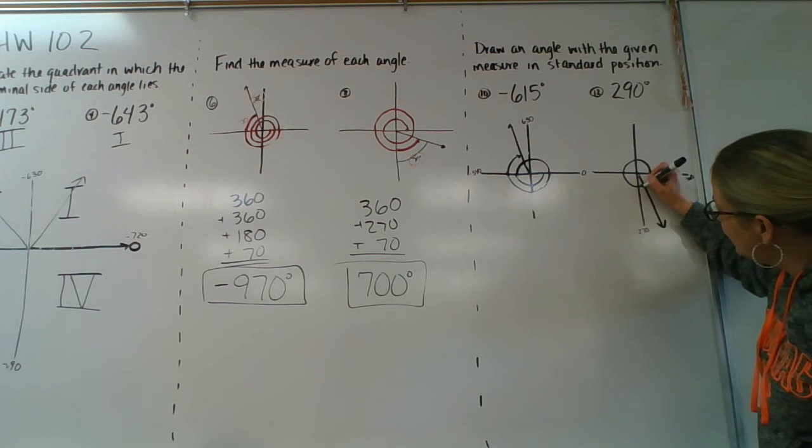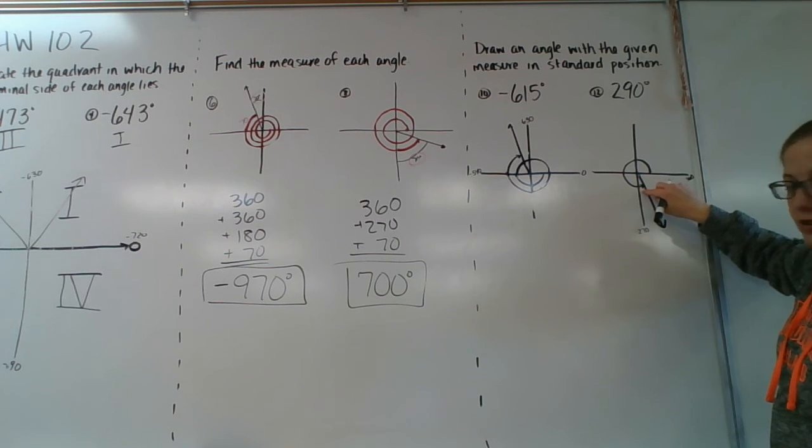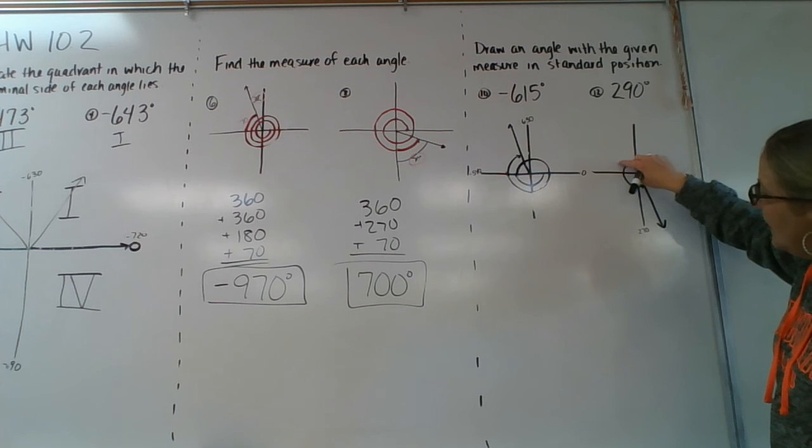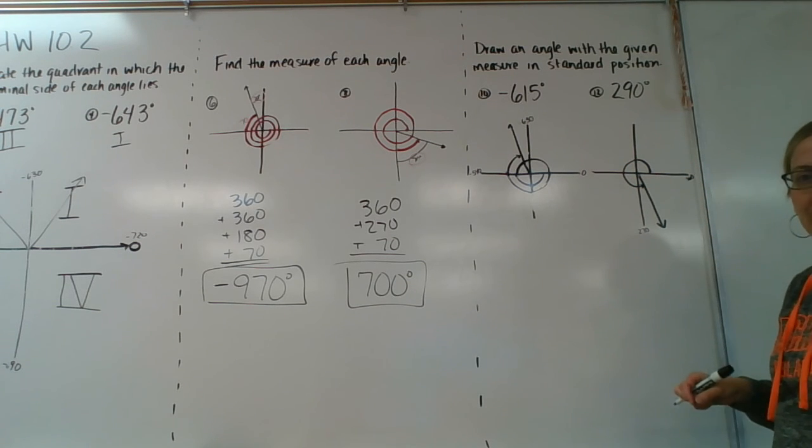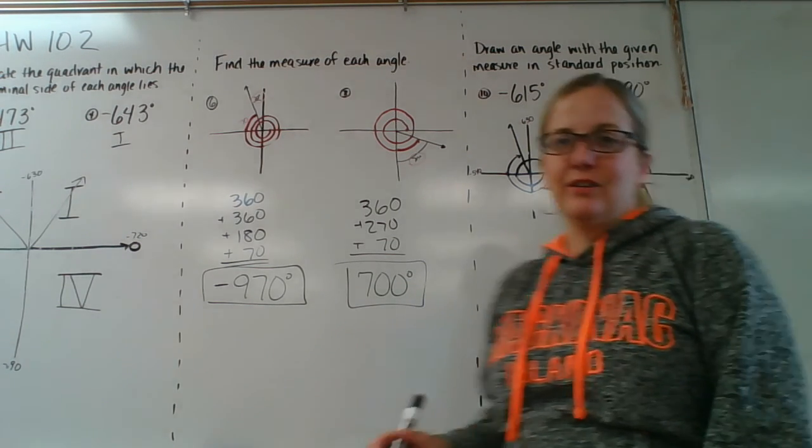Finish that angle rotation, and it gets this tiny little arrow showing, hey, I start here, I go this direction up to that point. And that's how you draw an angle in standard position.